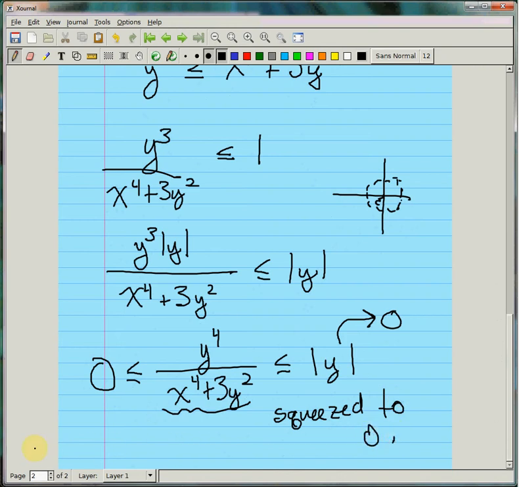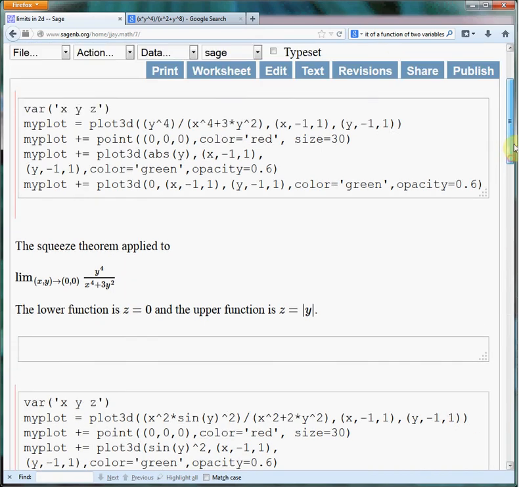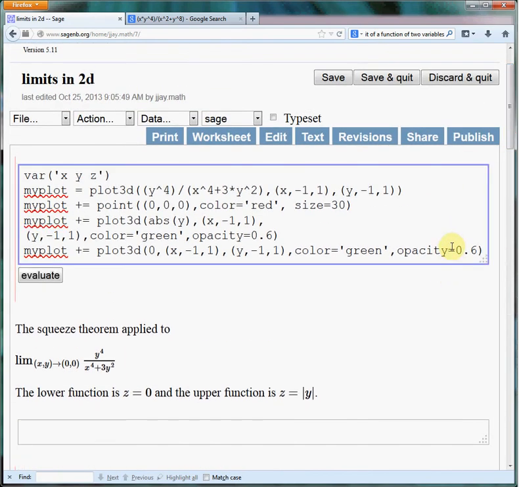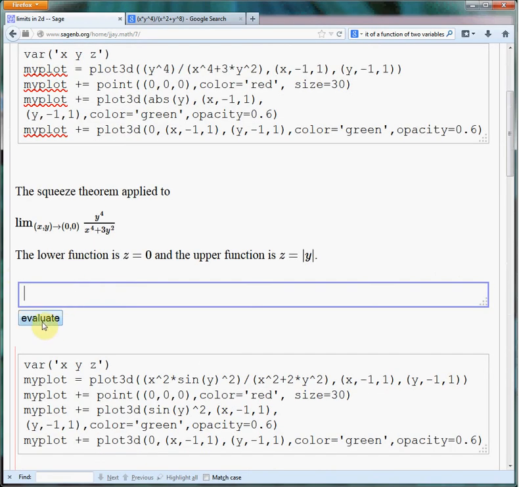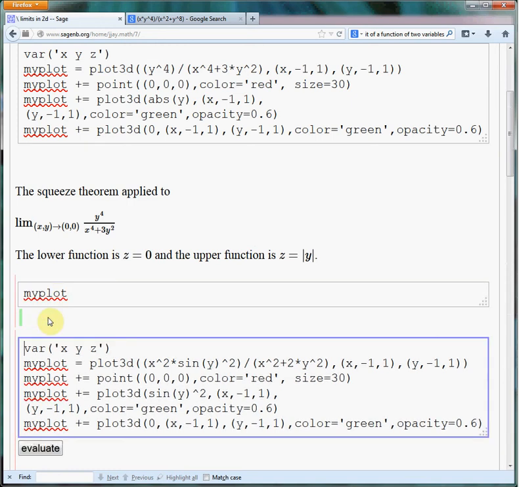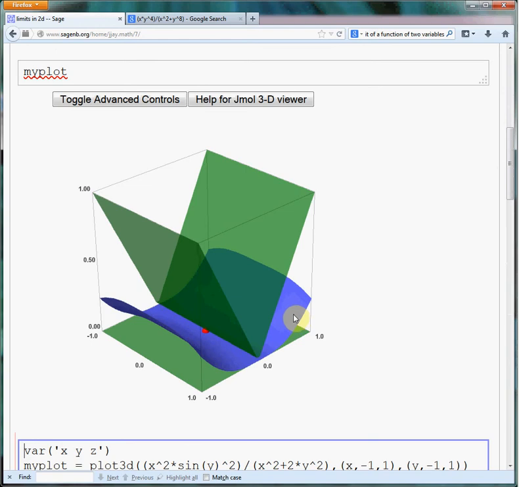And this is the end of the argument, but let's look at the picture. So I have this code up here, and let me just load this. Maybe Sage will behave itself. And we need to actually look at the plot. So let's look at my plot. Okay. Alright, and this is a picture.